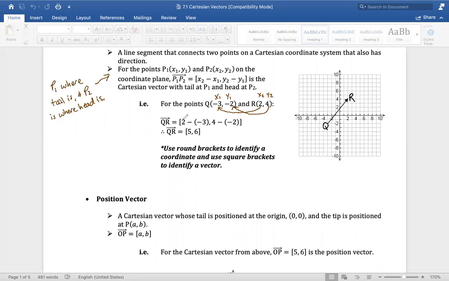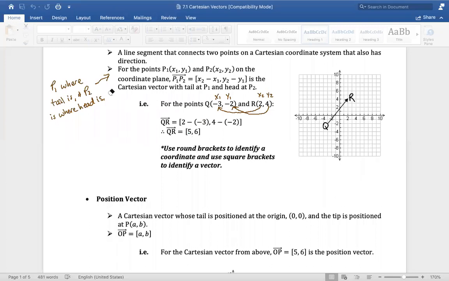So just note here, can you see how these are square brackets, right? Whereas a coordinate point uses round brackets. We always use round brackets to identify coordinate points way back in, let's say, elementary school even. But now we're going to use square brackets to identify a vector. So because it's a square bracket, I understand that that is a Cartesian vector.